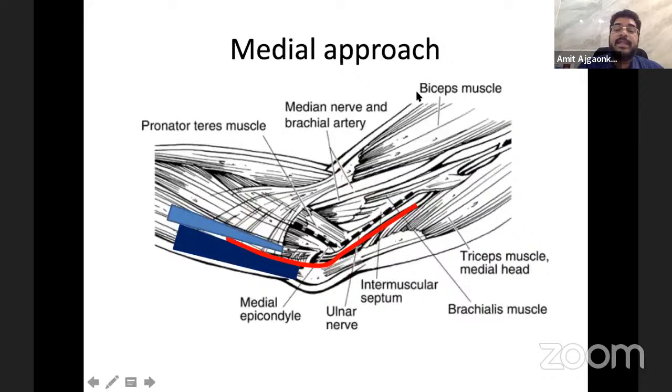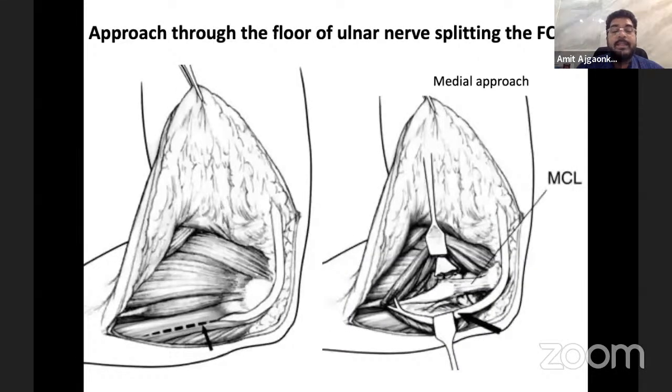And this is the way, this red thing is the ulnar nerve. Now you follow the ulnar nerve on the medial side, the two heads of the flexor carpi ulnaris, and the upper head, everything is retracted up along with all the pronators and the flexors. And there you land up on the medial side of the coronoid. And this whole thing is retracted up. Look at the way it is retracted up and you see the large coronoid over there.